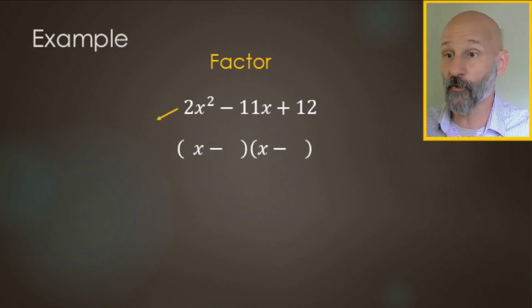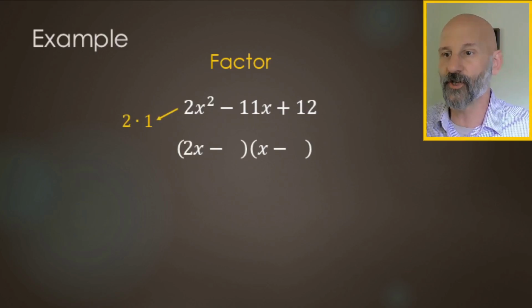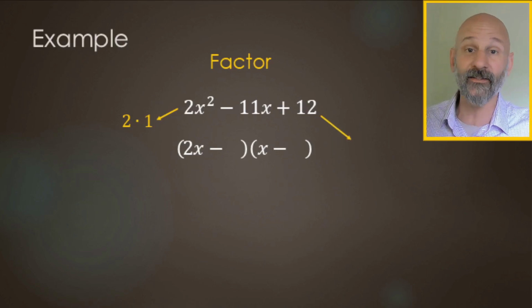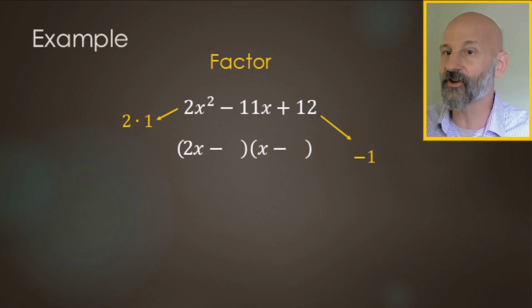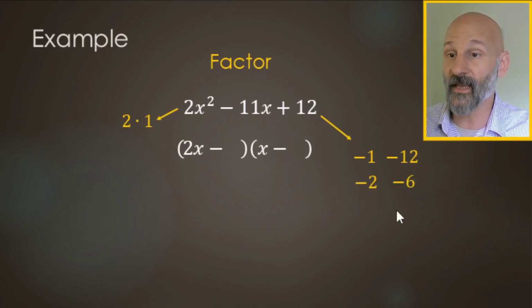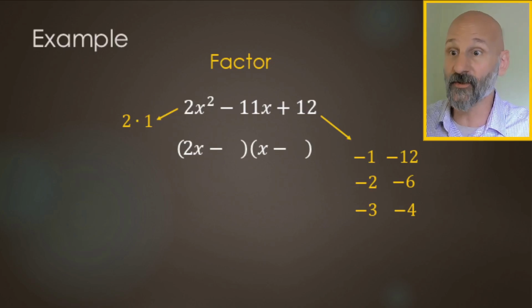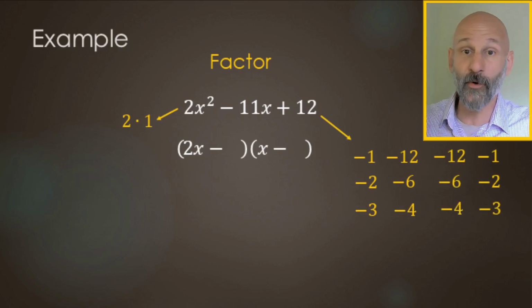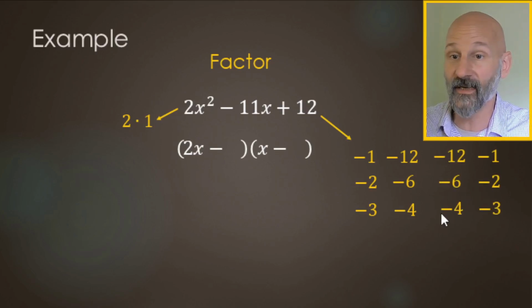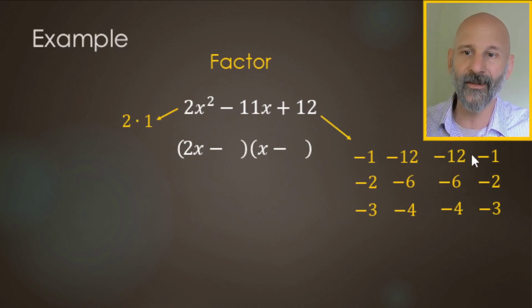So now for our firsts, they have to multiply to make a 2x squared. So the only option there is 2 and 1. So there's a 2x and a 1x there. And then our lasts have to multiply to a positive 12. They're both going to be negative because they're going to add to a negative 11. So we got negative 1 and negative 12, negative 2, negative 6, negative 3, negative 4, and there's the first part of the list. Now we got to switch it around because order does matter when we have numbers in front of our x's for our factors here. So we have the reverse of those, negative 12 and 1, negative 6 and negative 2, negative 4, negative 3, and 12 and negative 1 there.